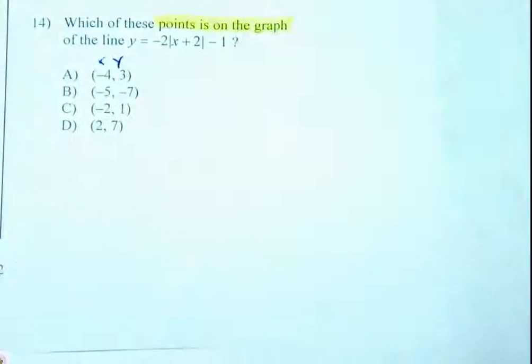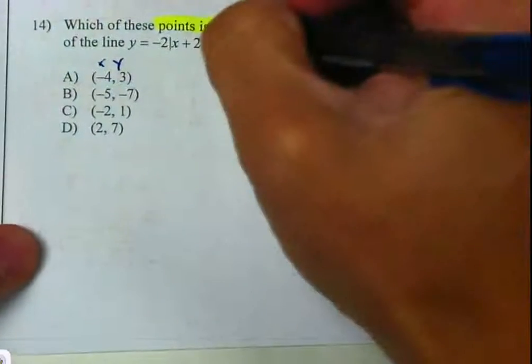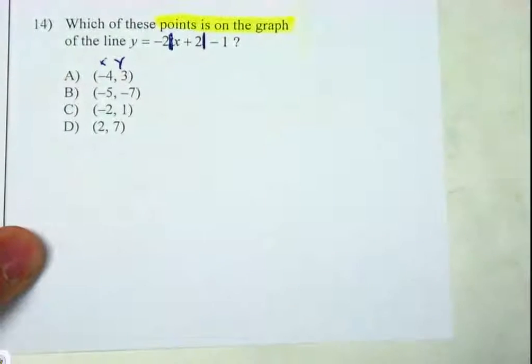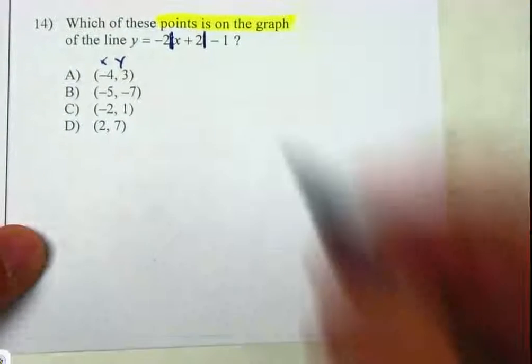However, check your signs again. Make sure you know how to evaluate an absolute value. This does not mean switch it to a negative or switch it to a positive. It just means make it positive in this case. So when we plug this in, watch out for that. So let's just start off with A.